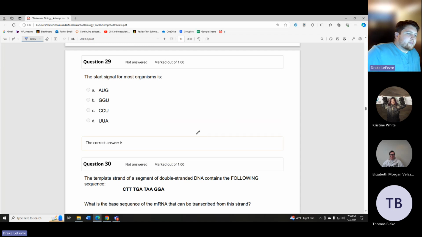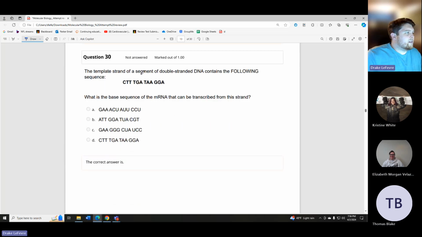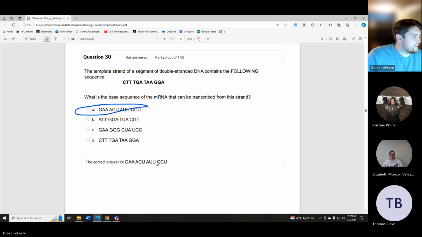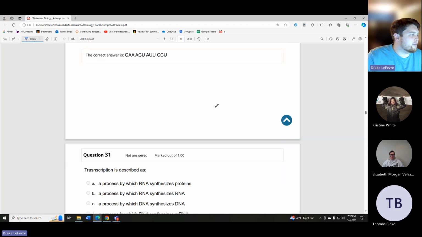The start signal for most organisms, AUG. AUG. The template strand of a segment of double-stranded DNA contains the following. What is the base sequence of the mRNA that can be transcribed from this strand? So from C, G, A, U, C, G, A, A, C. Sorry, ACU. There it is. Don't do it too fast, otherwise you mess up like I did. Just more of that back and forth.